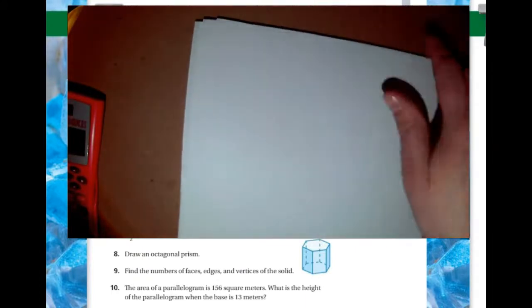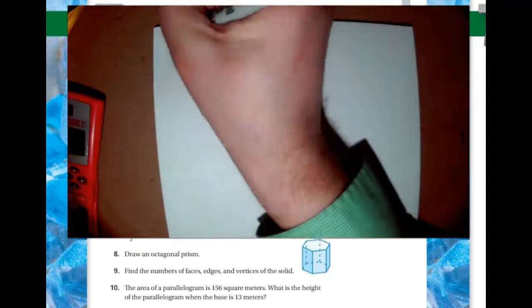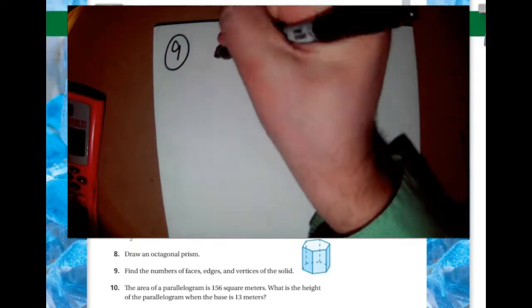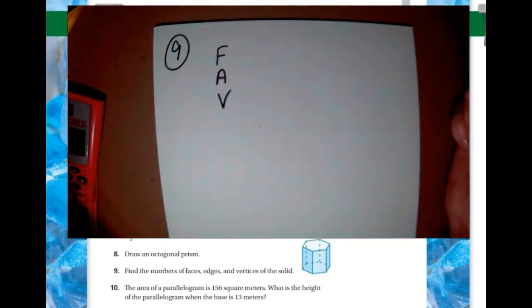Get my page all aligned. There we go. Number 9 says, find the number of faces, edges, and vertices of the solid. So faces, edges, and vertices, the old FAV. So if you look at that solid, we have a 1, 2, 3, 4, 5, 6, a 6-sided shape that's been moved into a prism. It's like somebody took a hexagon and just stretched it out, right?